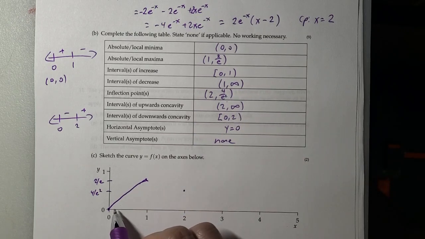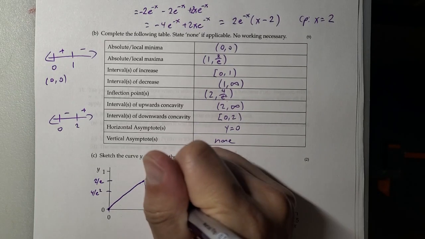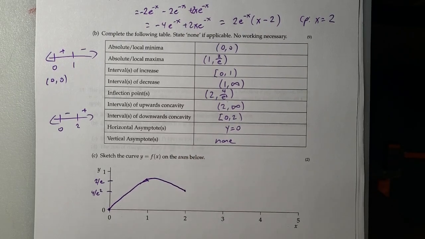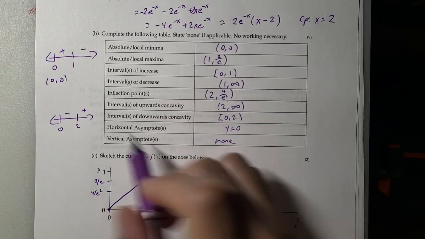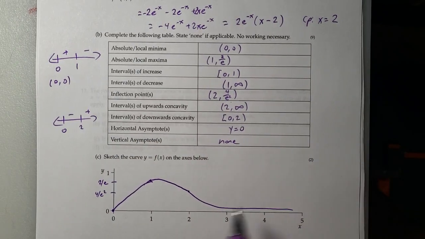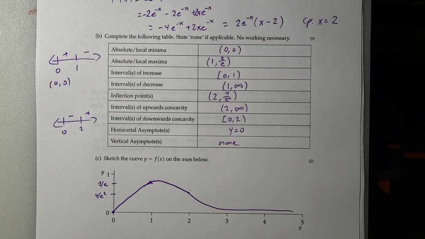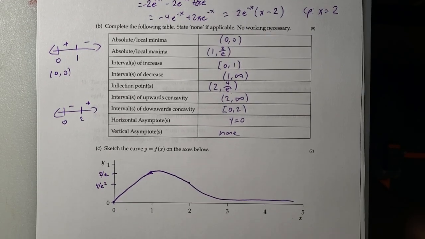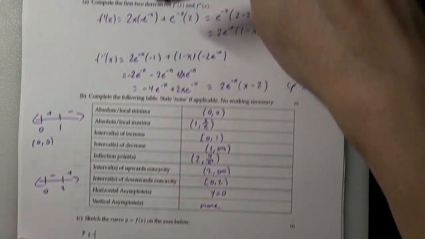We know that from 0 to 2 it should be concave down. So it should look like that. This is concave down, correct? And then after 2 it's concave up. So it should look something like this. And we know we have an asymptote at y equals 0. That's how f looks. Okay, so that's how we solve this problem.